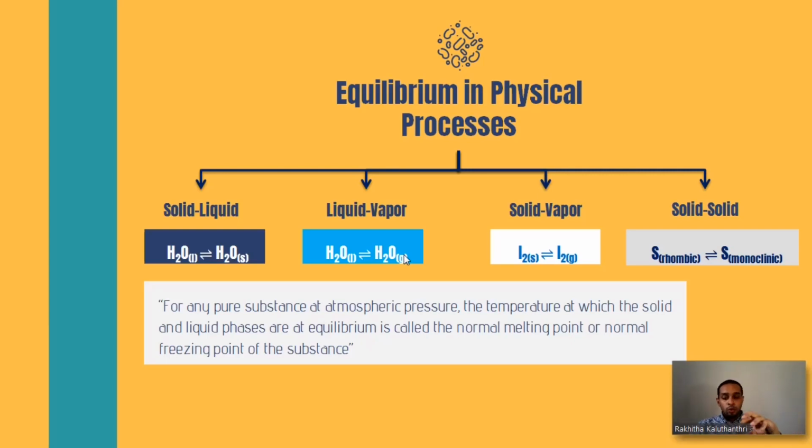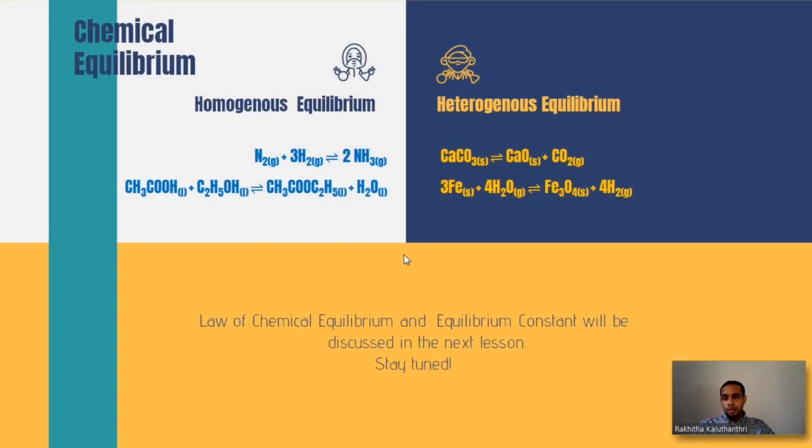So at a given pressure, which is 1 atm, let's say, there is a temperature at which rhombic sulfur and monoclinic sulfur phases are at equilibrium. That means they keep changing from rhombic to monoclinic, monoclinic to rhombic at the same speed. This particular point is known to be the transition point of sulfur.